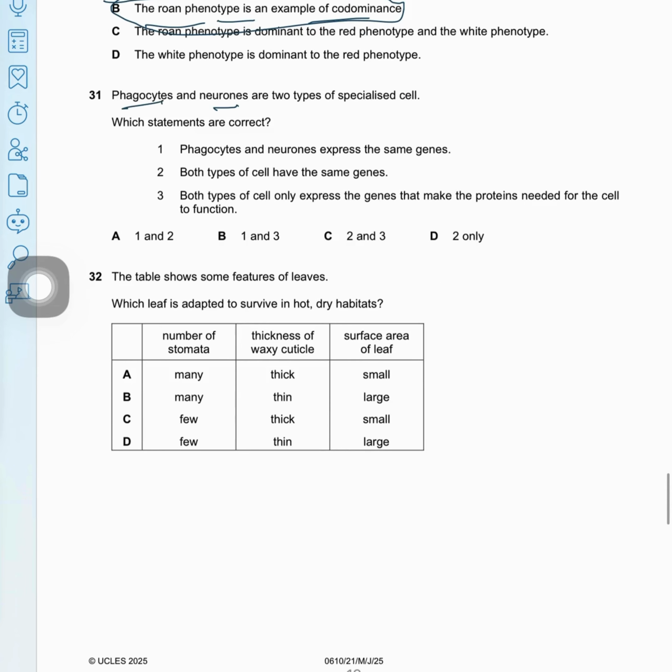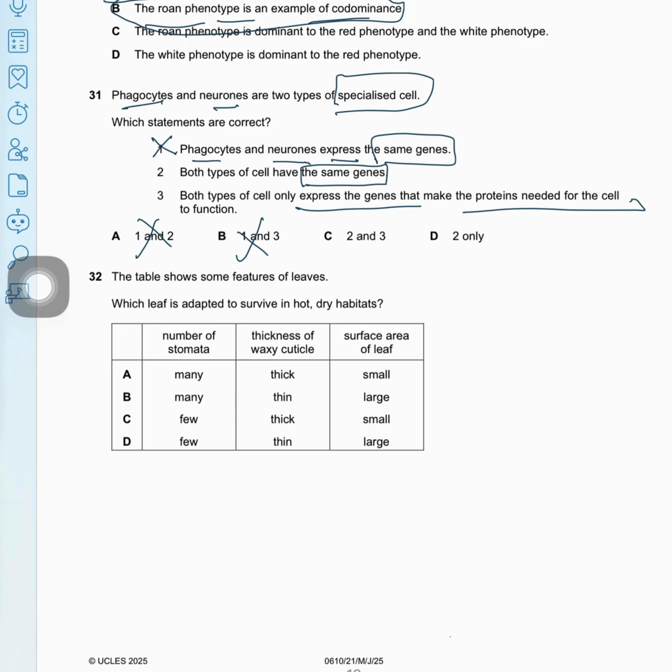Phagocytes and neurons are 2 types of specialized cells. Which statements are correct? Phagocytes and neurons express the same genes. All of the cells have the same genes, but not all the cells express them. So 31, 1 is wrong. So any answer with 1 will not be considered. So A and B are wrong. Both types of the cell have the same genes, yes, but not expressed. Both types of the cell only express the gene that make the protein needed, yes. So my answer is 2 and 3.